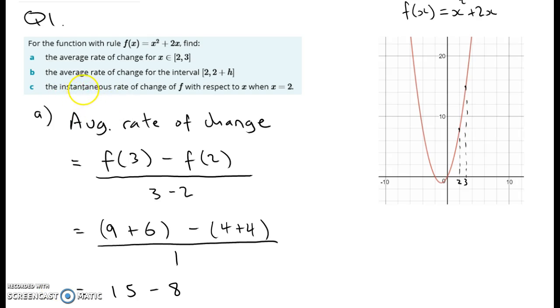Alrighty, let's have a look at part C here. Part C says, find the instantaneous rate of change of f with respect to x when x equals 2. Now, this question is slightly different to the others. The others were asking for the average rate of change. This is asking for the instantaneous rate of change.